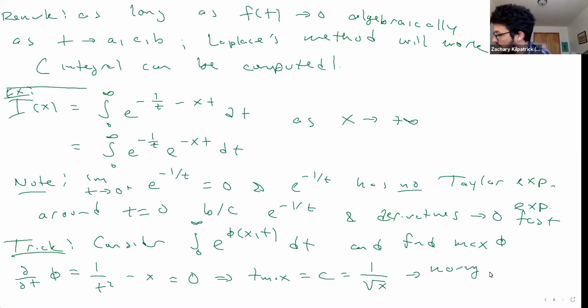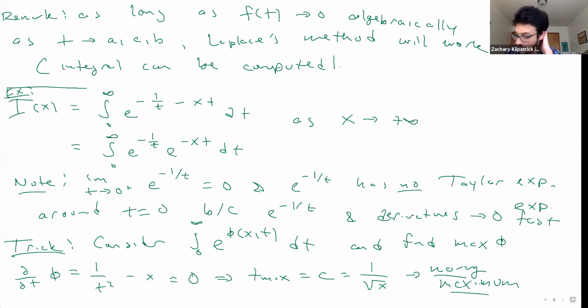Now, we have what's called a moving maximum. No longer have a stationary maximum, so we need to treat our max somehow so that no matter what x is, we're always expanding about the maximum. That's the issue that we'd run into if we sort of split it up.